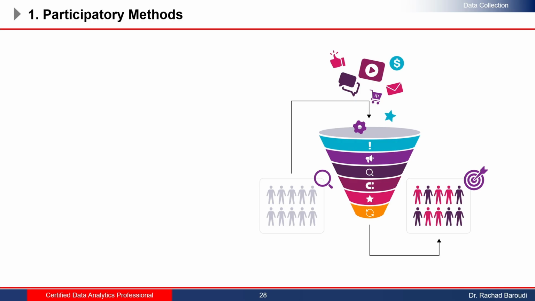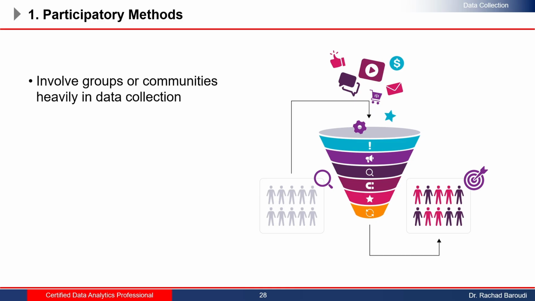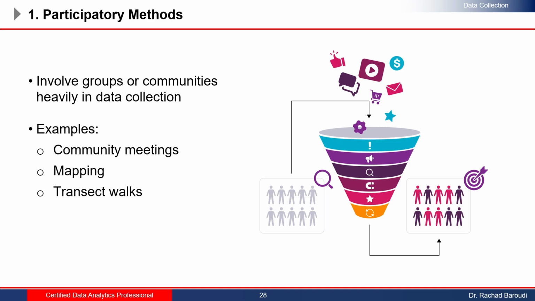Let's talk more in depth about participatory methods. They usually involve groups or communities, even heavily, in data collection. Examples: community meetings, mapping, and transect walk. Let's talk about each one now.